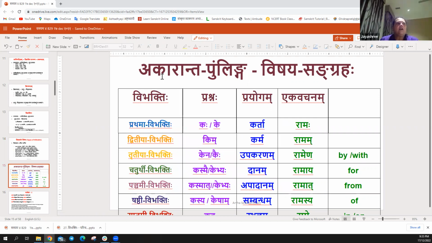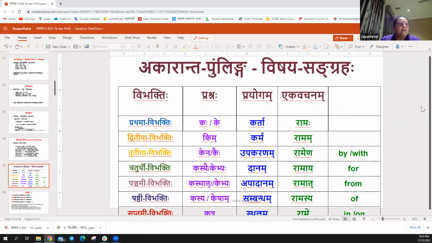This is called Akaranta Pullinga because Akaranta ends with a. The Pratipadikam of Ramaha is Rama. So it ends with a, so it's Akaranta, Akara Anta. And it's Pullinga. Now with Vibhaktis, we'll go through that.